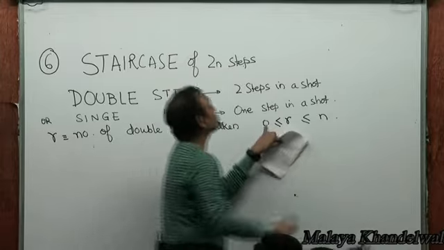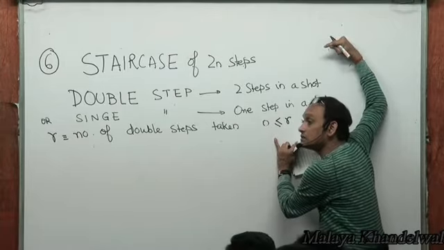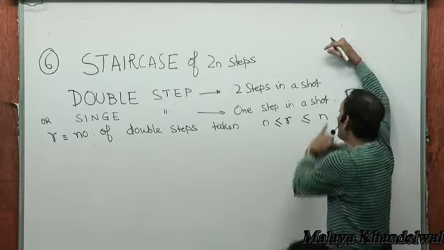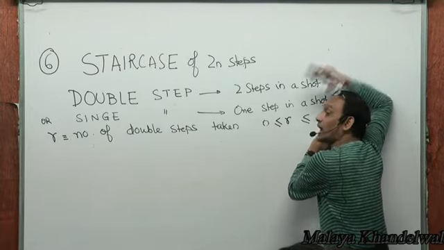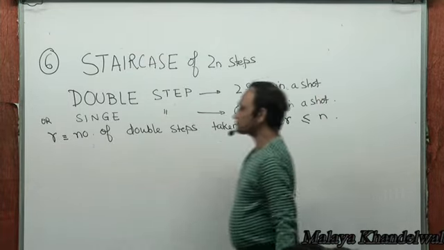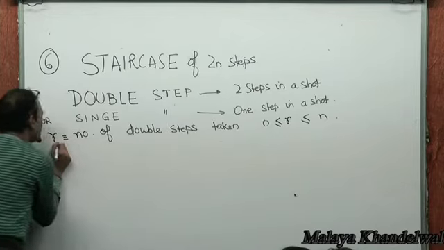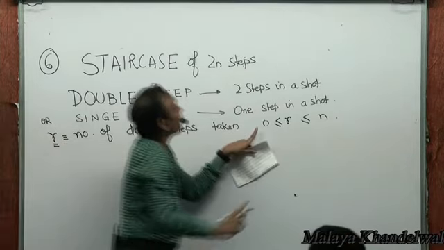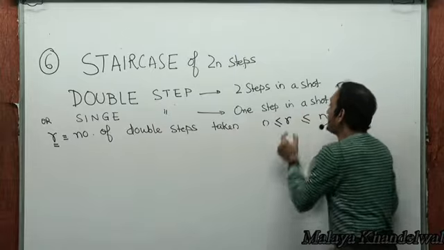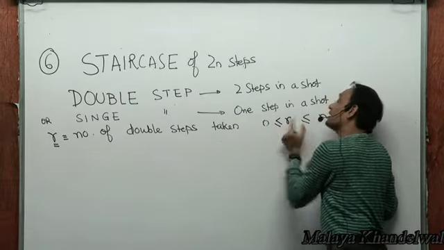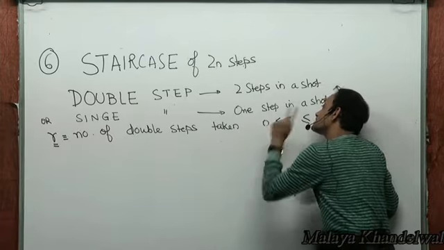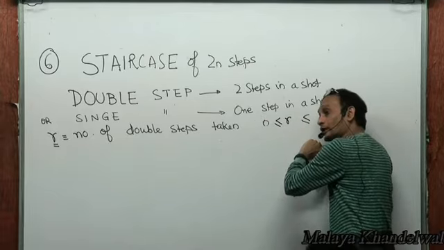If r is 0, that means all the steps that he is taking are single steps. If r is n, that means all the steps that he is taking are double steps. Now, if r is general, I'll have to sum up all cases. Whatever I find for a general r, I will have to sum up all the cases starting with r equal to 0 to r equal to n.